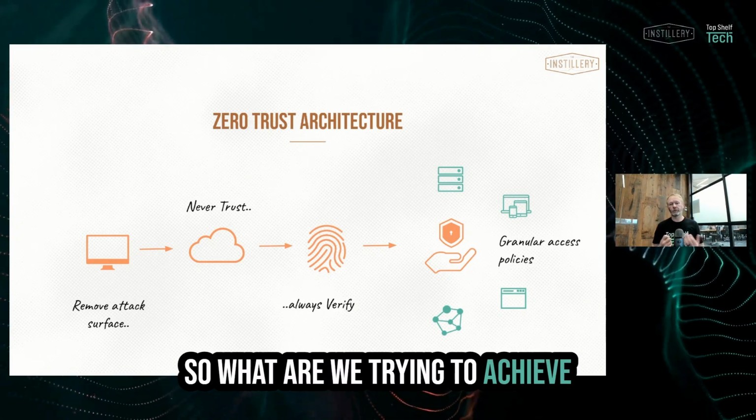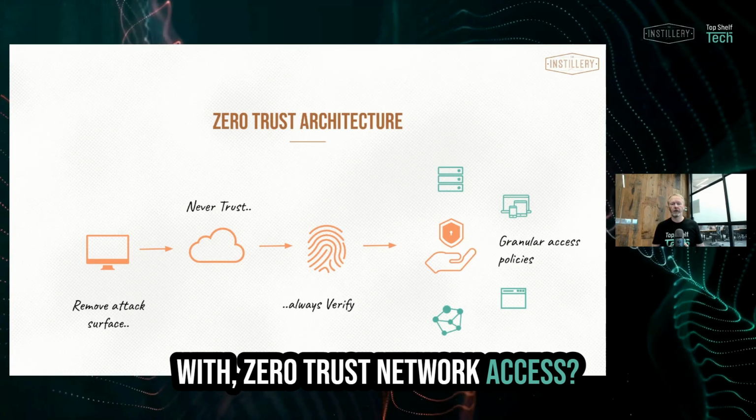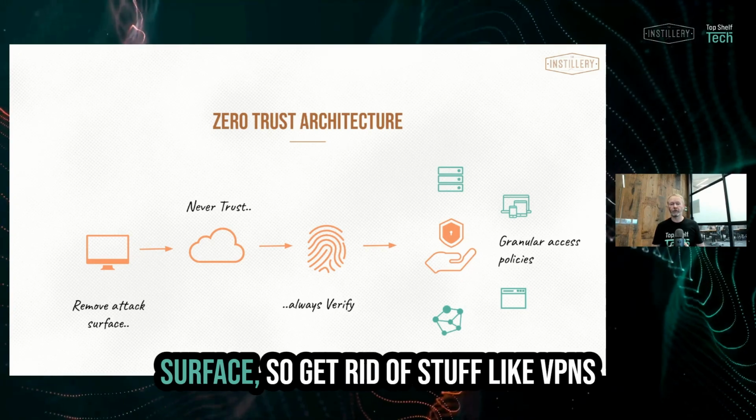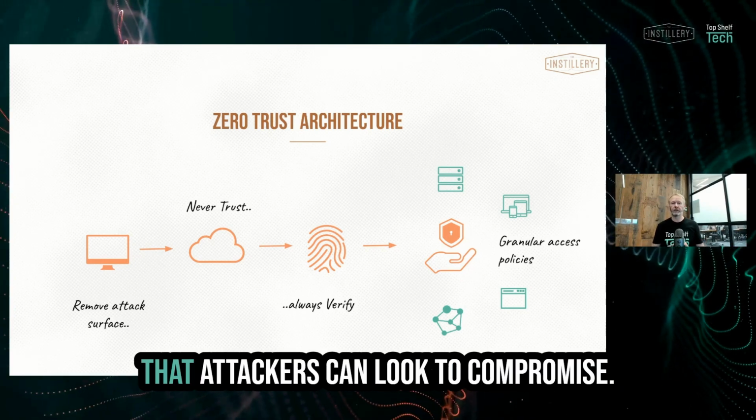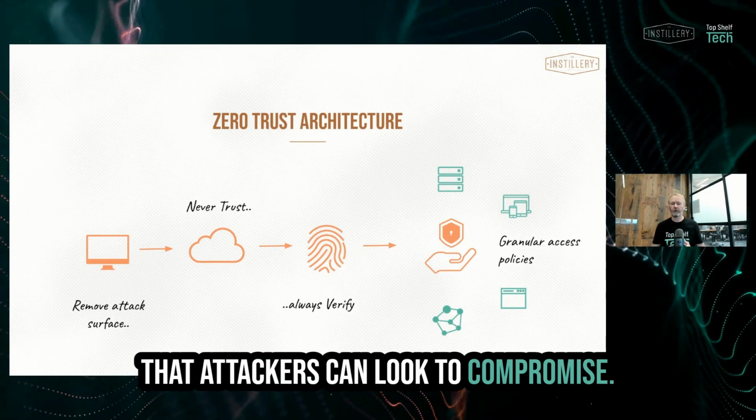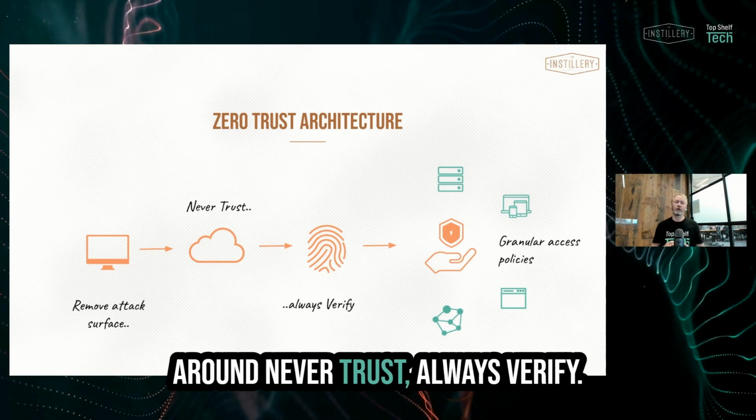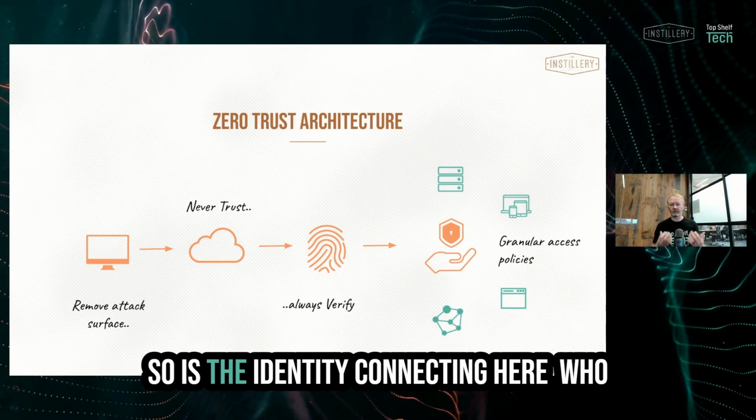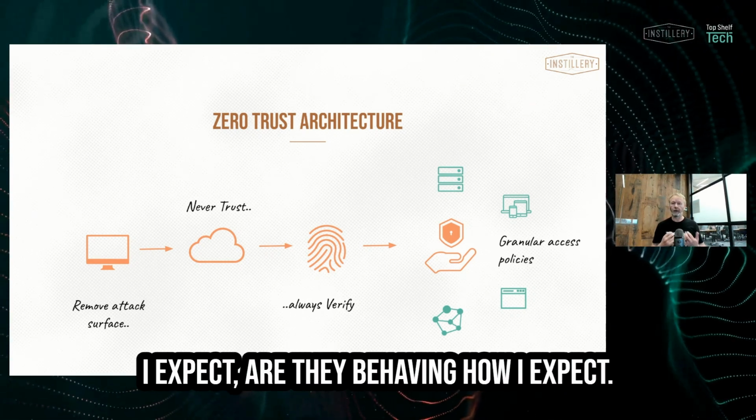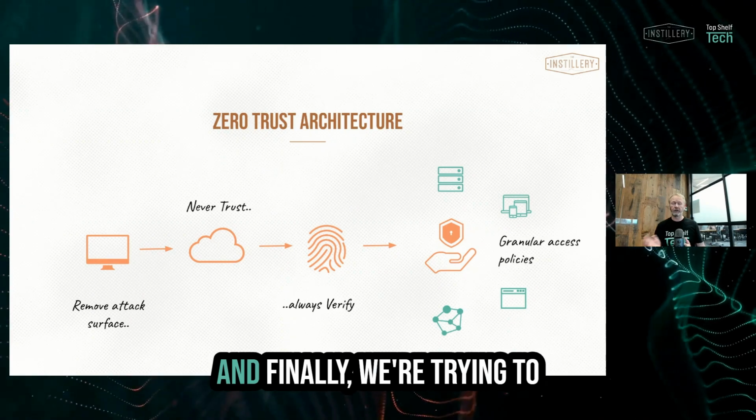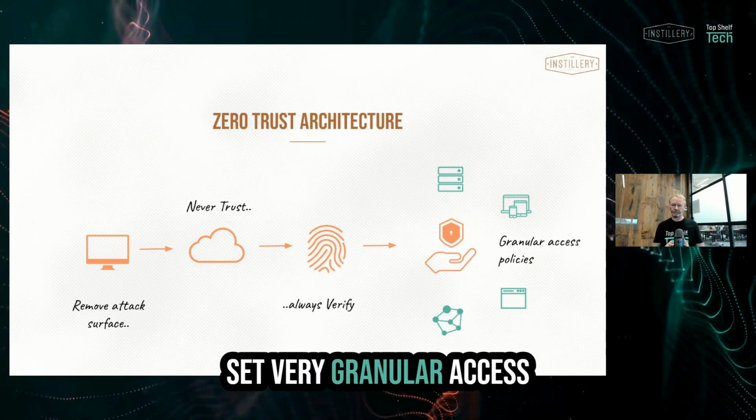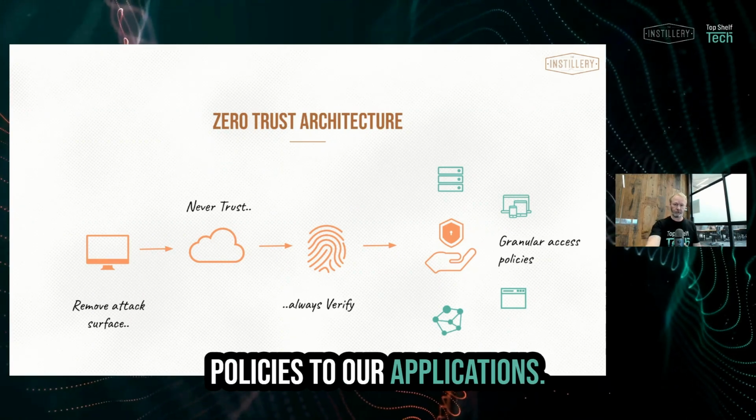So what are we trying to achieve with Zero Trust Network Access? Firstly, we're trying to remove attack surface, so get rid of stuff like VPNs that attackers can look to compromise. We're trying to follow that principle around never trust, always verify. So is the identity connecting here who I expect? Are they behaving how I expect? And finally, we're trying to set very granular access policies to our applications.